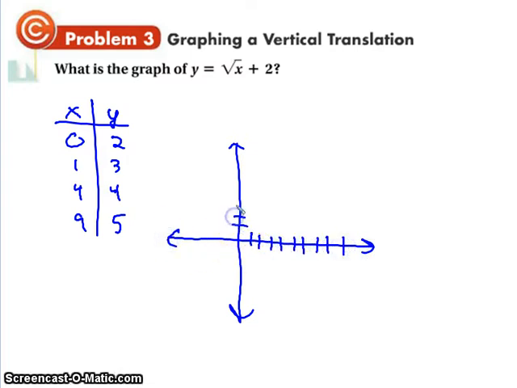So now I have 0 and 2, 1 and 3, 4 and 4, and 9 and 5. So all that did was it shifted the graph up. So now it's going to look like that. So when we add a number or we subtract a number, if we subtract it, we're going to move it down. If we add it, outside of the square root, that shifts it vertically. So I wonder what happens if we put it inside the square root.